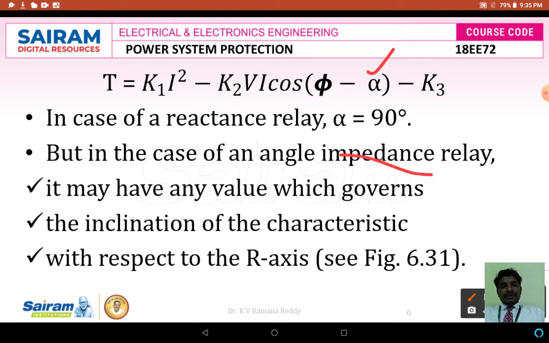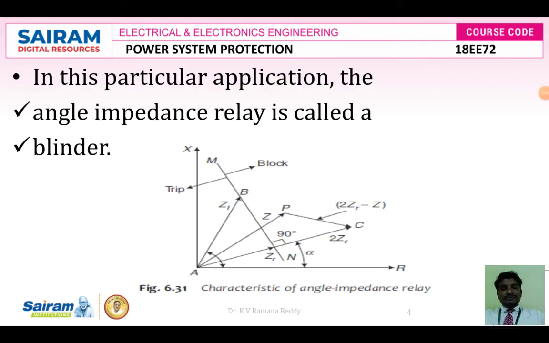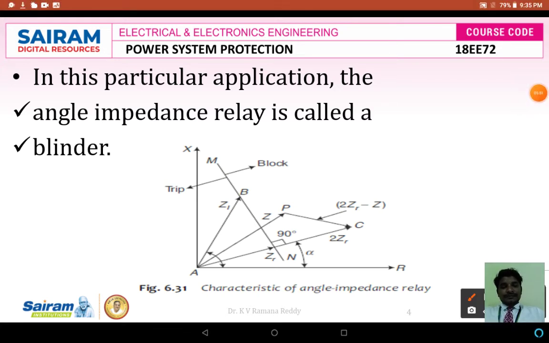If you see this figure, here the characteristics are inclined to the operating region, that is MN. Therefore the operating characteristic, the angle impedance, may be Z1, or it may be Z, or it may be ZR.